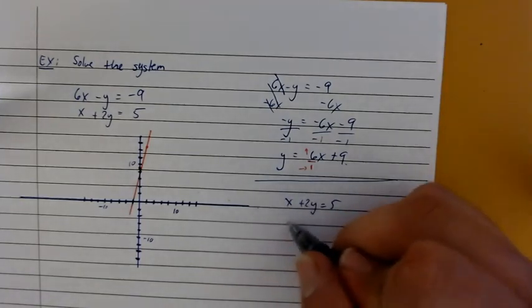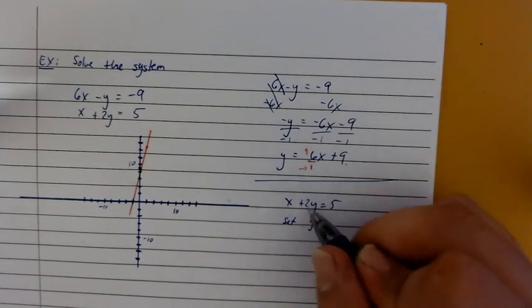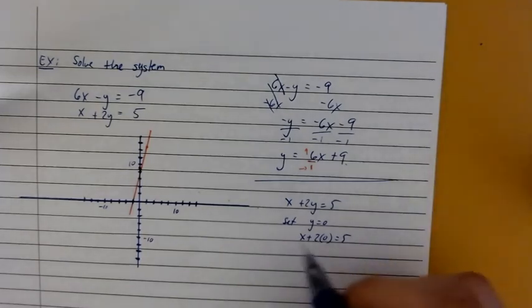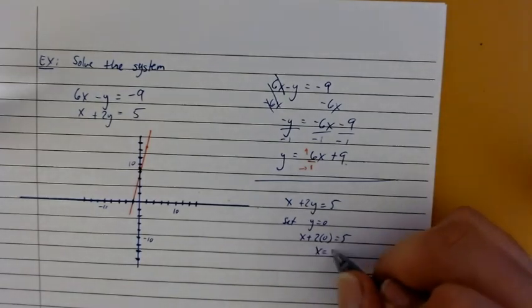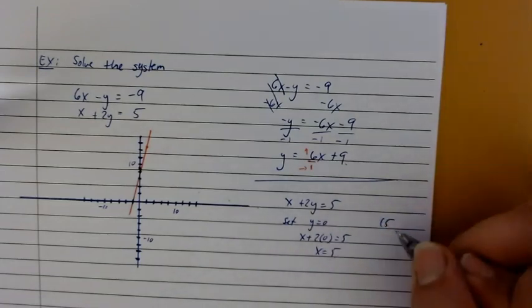Okay, let me do that. If I set y equal to 0, that's going to give me x plus 2 times 0 equals 5. Since 2 times 0 is 0, we can ignore that, and we're simply left with x equals 5. So that's going to be one solution. When x is equal to 5, we get y is equal to 0.